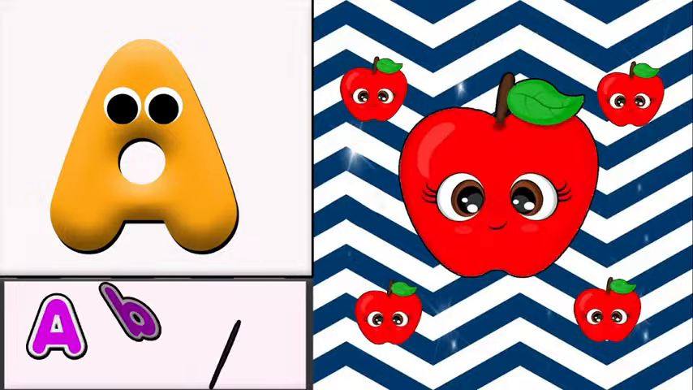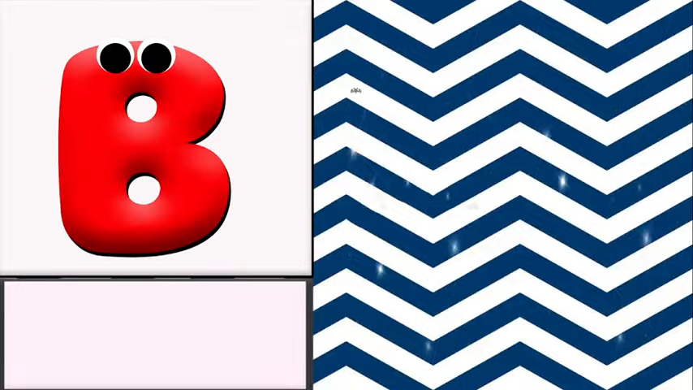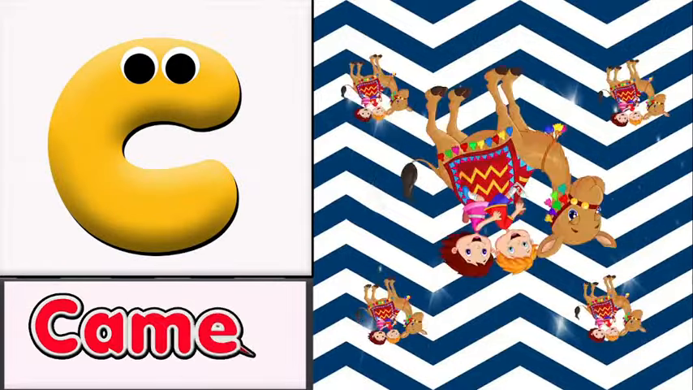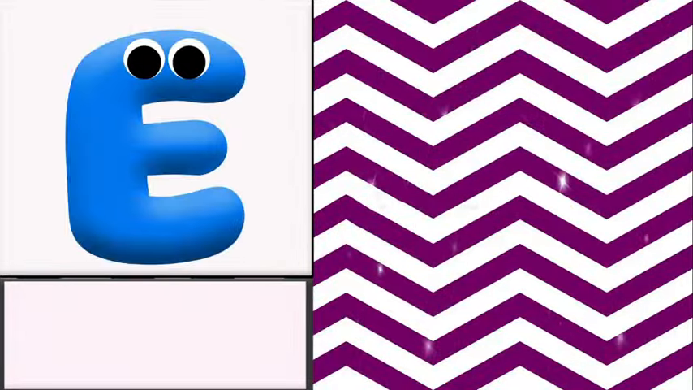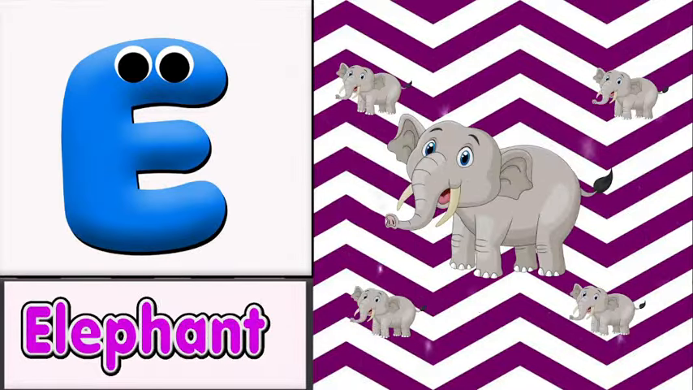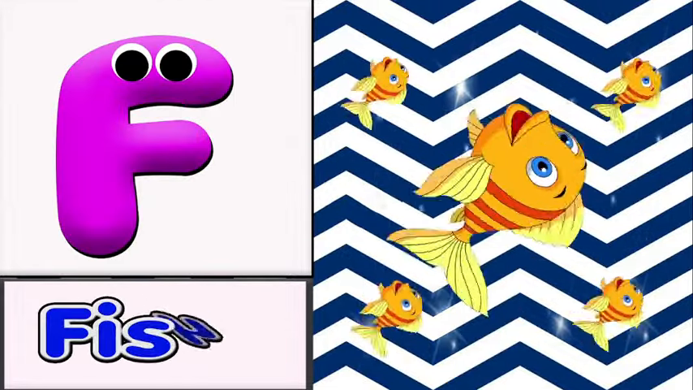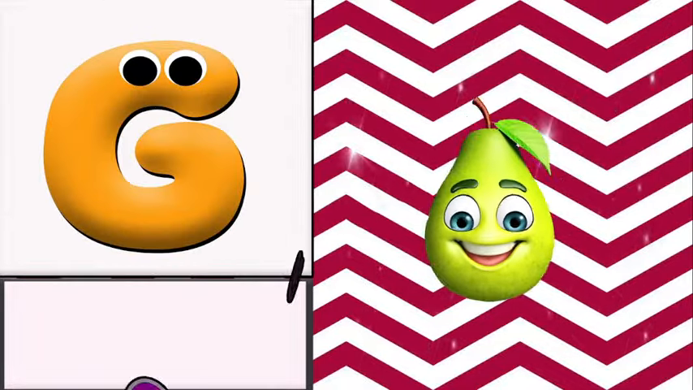A is for apple, apple. B, B for bat, bat. C, C for camel, camel. D, D for deer, deer. E, E for elephant, elephant. F, F for fish, fish. G, G for guava, guava.